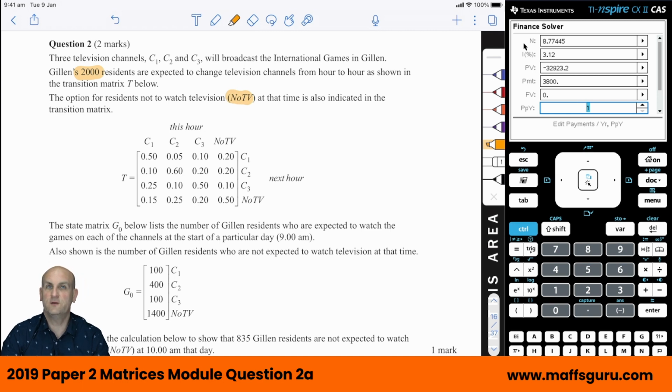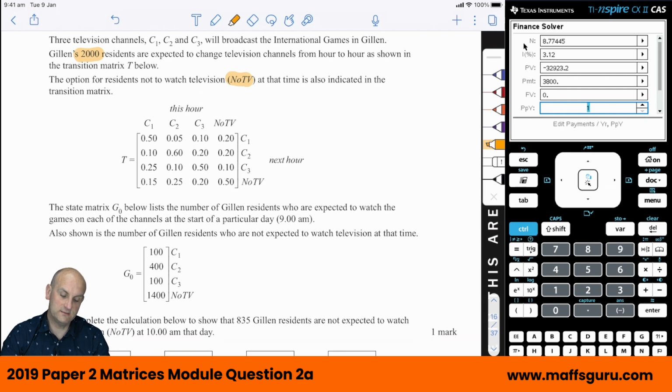I feel like I've done this question before. The state matrix G0 below lists the number of Gillen residents who are expected to watch the games on each of the channels at the start of a particular day. I have a feeling I remember this as being important. Also shown is the number of Gillen residents who are not expected to watch TV at that time. So that's that value there, that 1400. So this is at 9 a.m.